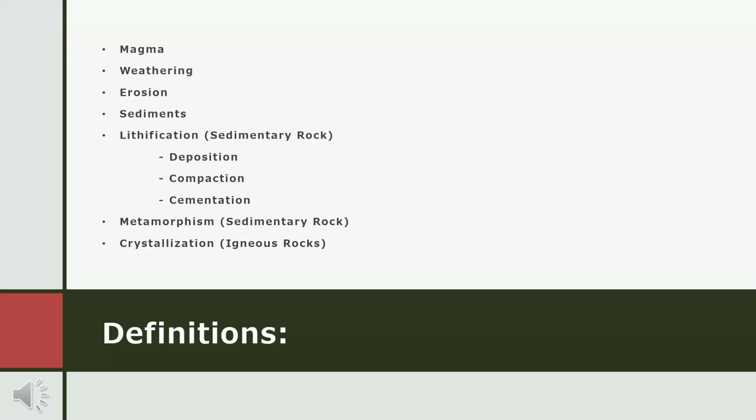Next we have sediments, which is the broken down rocks through weathering and erosion. So sediments are made from those weathering and erosion processes of breaking down of rocks. Next we have lithification, which is found in sedimentary rocks. Lithification turns sediments into rocks, so taking those little small rocks and making them into bigger rocks.